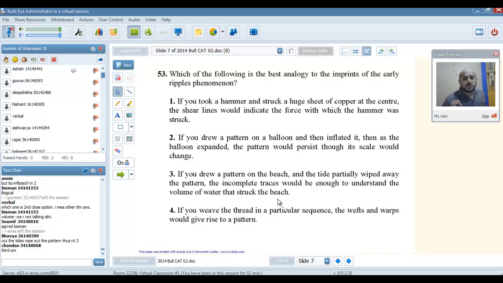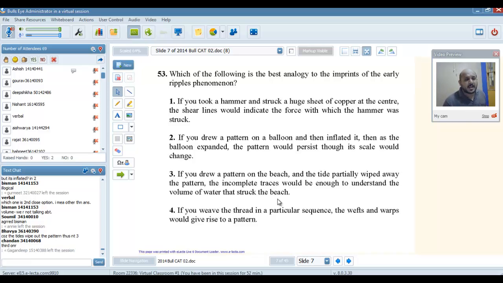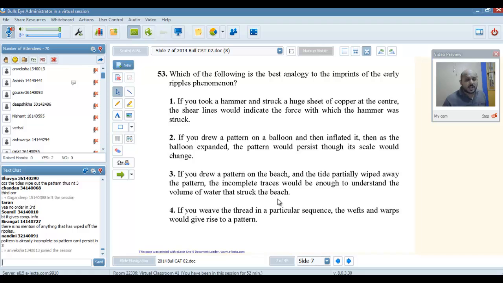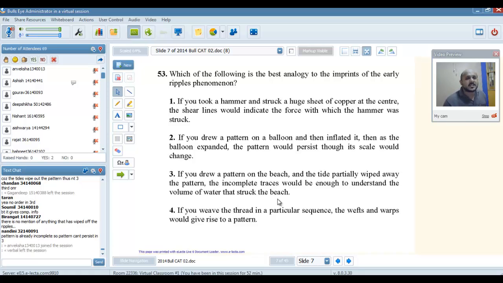See, you've got to keep one thing in mind. The pattern has to persist in time, over a period of time. That is the central idea. Option number 3, again, there is no logical connection here. In the ripples, what I was talking about was something being stored and persisted with. That is not happening in option number 3. Option number 4 is completely illogical, does not relate to the passage. So that's the explanation for this particular question.